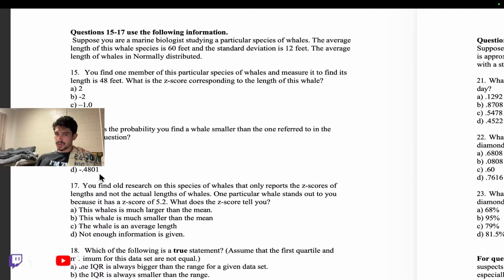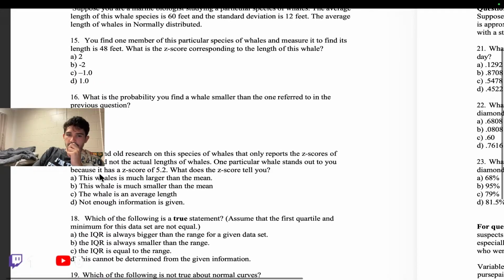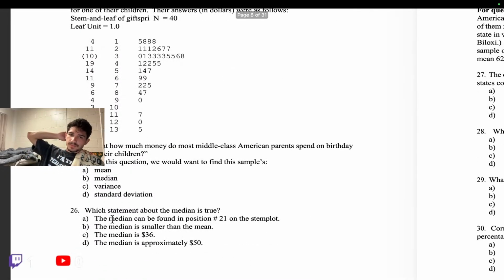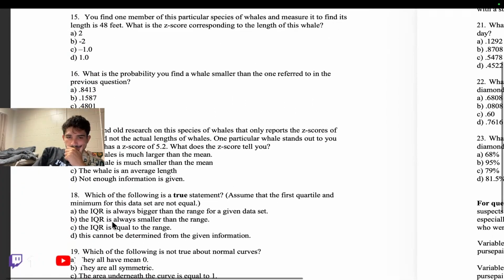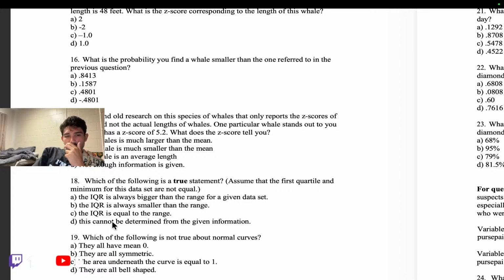We got 122. So that means that the whale is much larger than the mean. So this is going to be A. Number 18. Which of the following is true? The IQR is always bigger than the range for a given data set. That's false. The IQR is always going to be smaller than the range. That's true. The IQR is equal to the range, so it's going to be B.